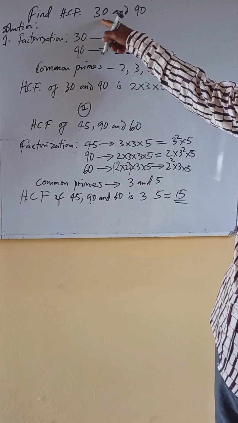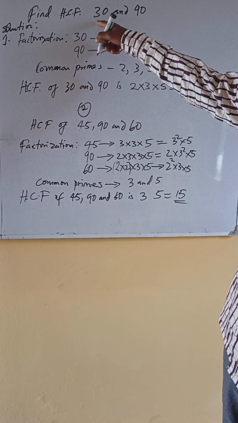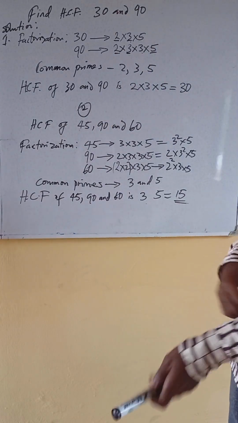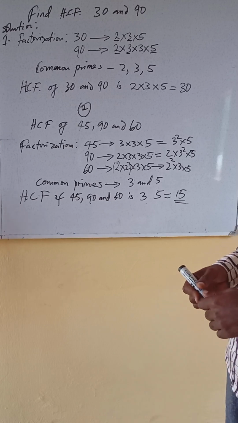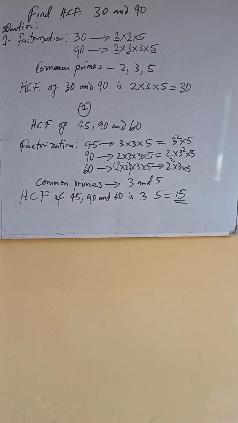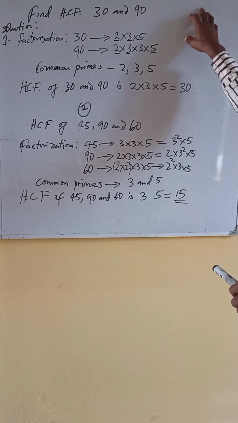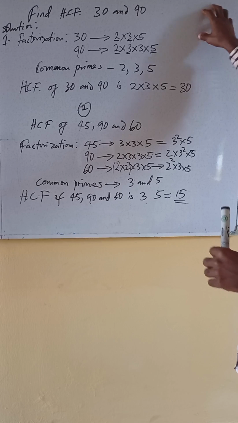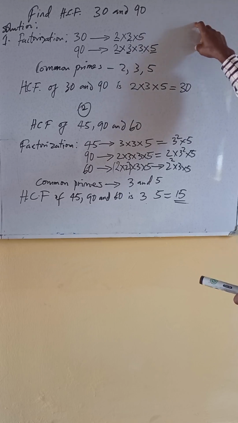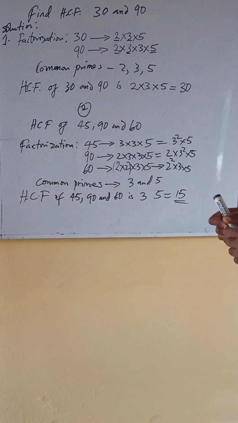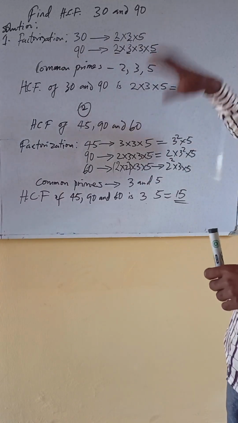This is to get the prime factors first. Remember, factors are what? Factors are numbers that can exactly divide a number. The factors of a number are all the numbers that can exactly divide a number without leaving a remainder. So, at the end of the day, you need to remember these definitions.